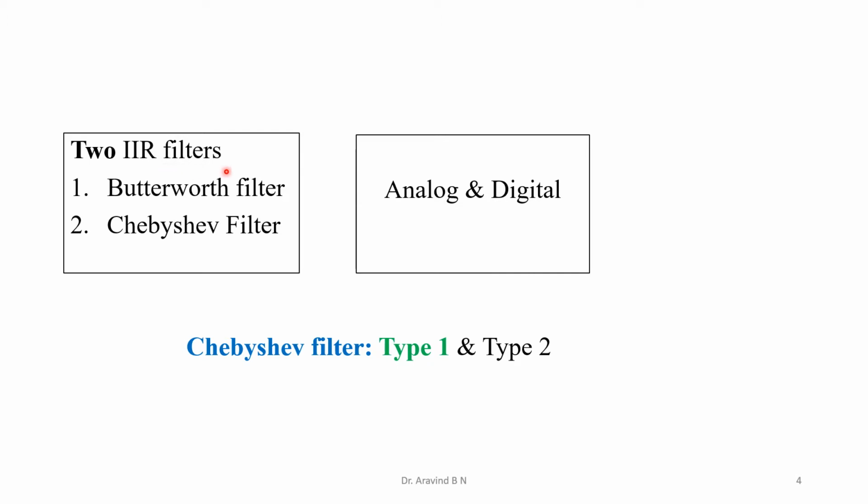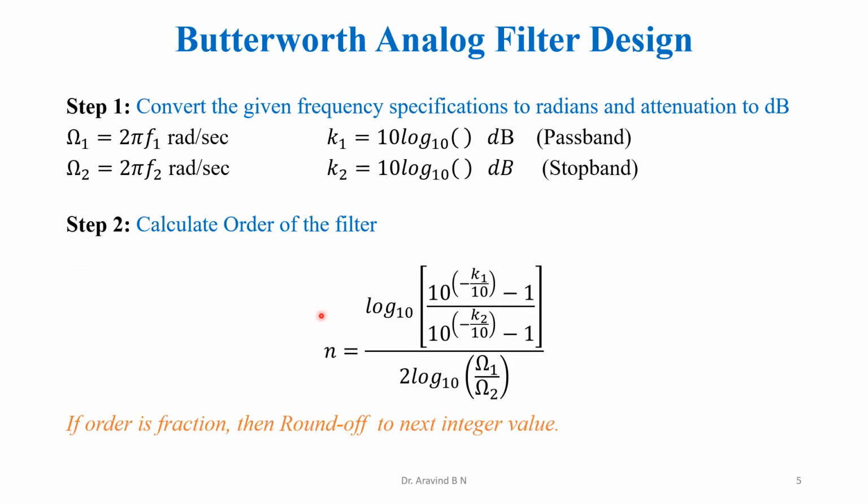Two types of IIR filters we are going to study. One is the Butterworth filter and one more is the Chebyshev filter. In both of these two, we have analog as well as the digital filter. In the Chebyshev filter, there are two types, type 1 and type 2, and our study is limited only for type 1 Chebyshev filter. Let us start with the analog filter design of Butterworth.